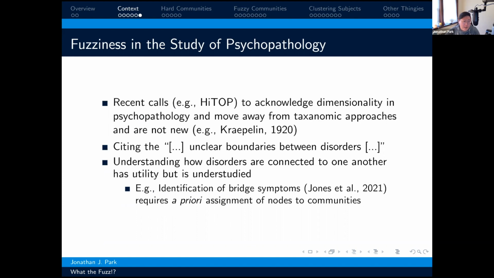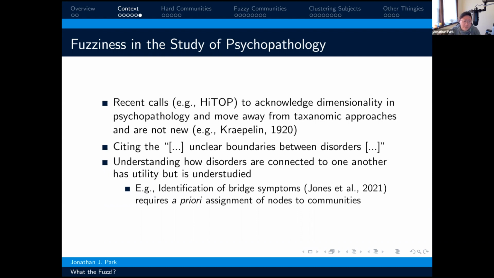And this is where I want to inject that understanding how disorders are connected and where they share their overlap might not be a bad thing, right? So Jones et al. in 2021, but there's also a 2019 paper, used overlapping symptoms to identify what they call bridge symptoms, or basically symptoms that span the gap from one psychopathology to another, and talked about how those symptoms might be the key symptoms to look at to prevent a spillover or a cascade effect where one psychological disorder might kick off another one.